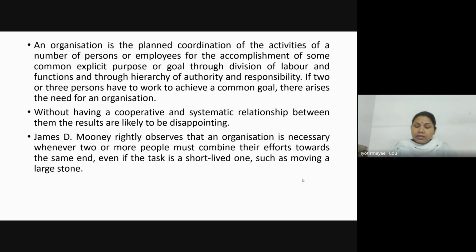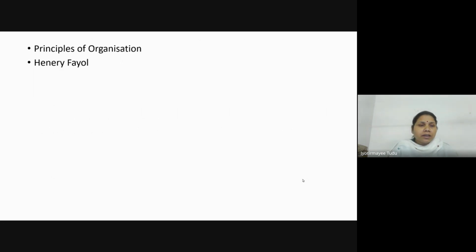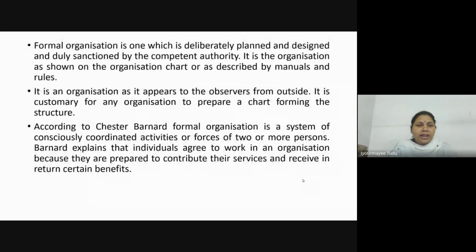So this is all about it, then this is principles. I have not filled up this slide, the principles of organization. If you read about the principles of organization, most textbooks on public administration generally begin with, or have, a separate chapter on principles of public administration.